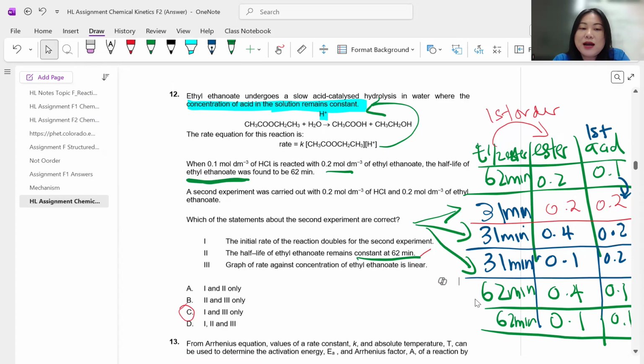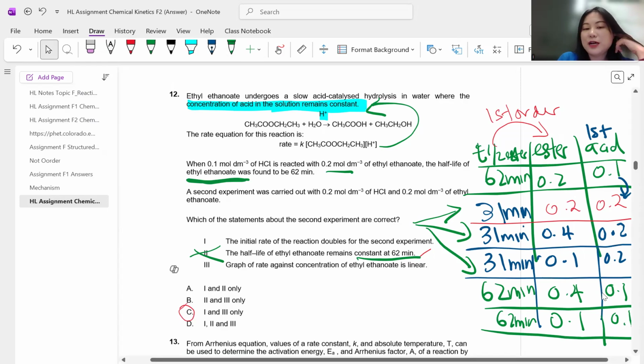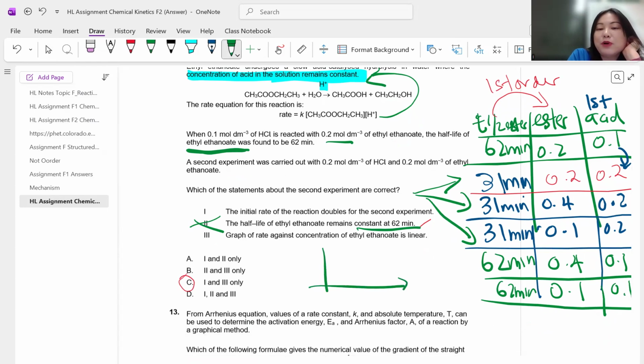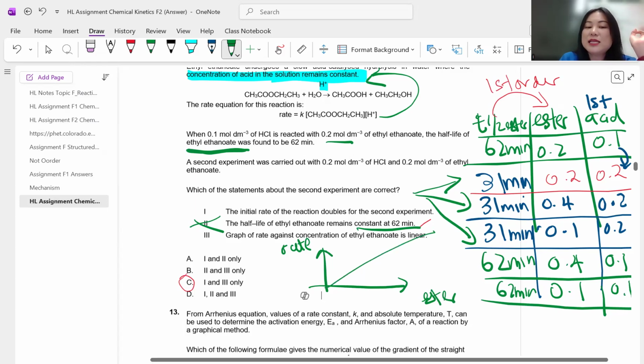Okay, so therefore, half-life of ethyl ethanoate remains at 62 is wrong, because acid has changed. The graph of rate against ethyl ethanoate is linear. So if I plot rate against ester, it should be linear since it's first order with respect to ester. So therefore, the answer is C.